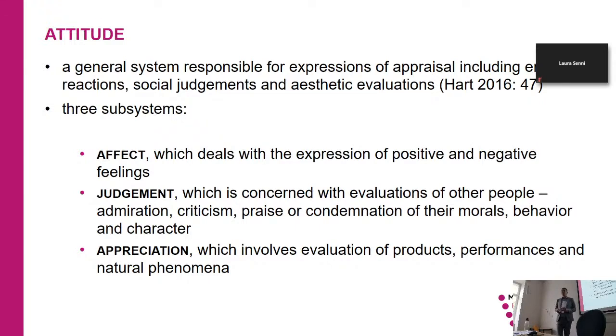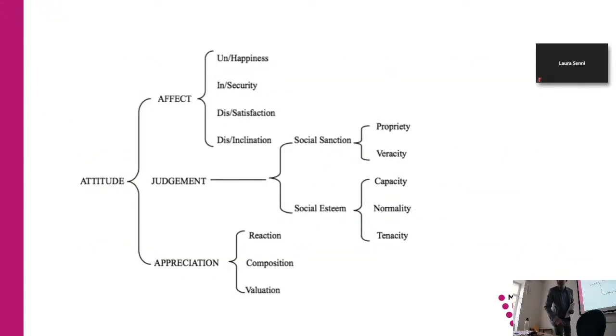We have affect, which deals with the expression of positive and negative feelings. This is the first one. Then judgment, which is concerned with evaluations of other people, for example, admiration, criticism, praise, or condemnation of their morals, behavior, and character. And appreciation, which involves evaluation of products, performances, and natural phenomena. Here you can see a small picture. So this is attitude. We have affect, judgment, appreciation. And then you can see how it's further categorized into different kinds of evaluation. We will look at each of them separately.